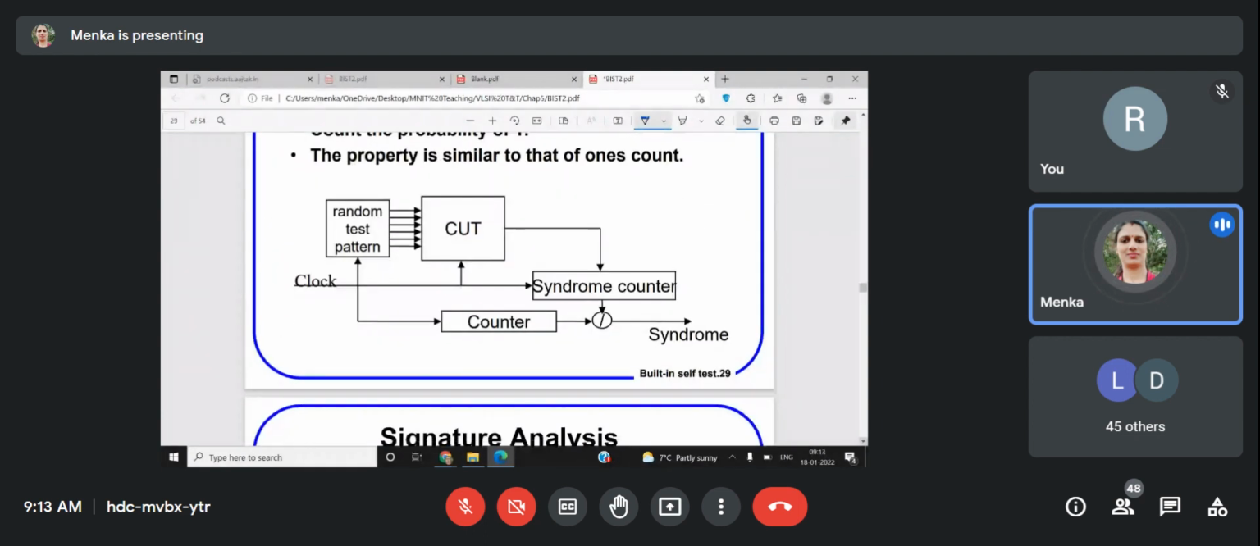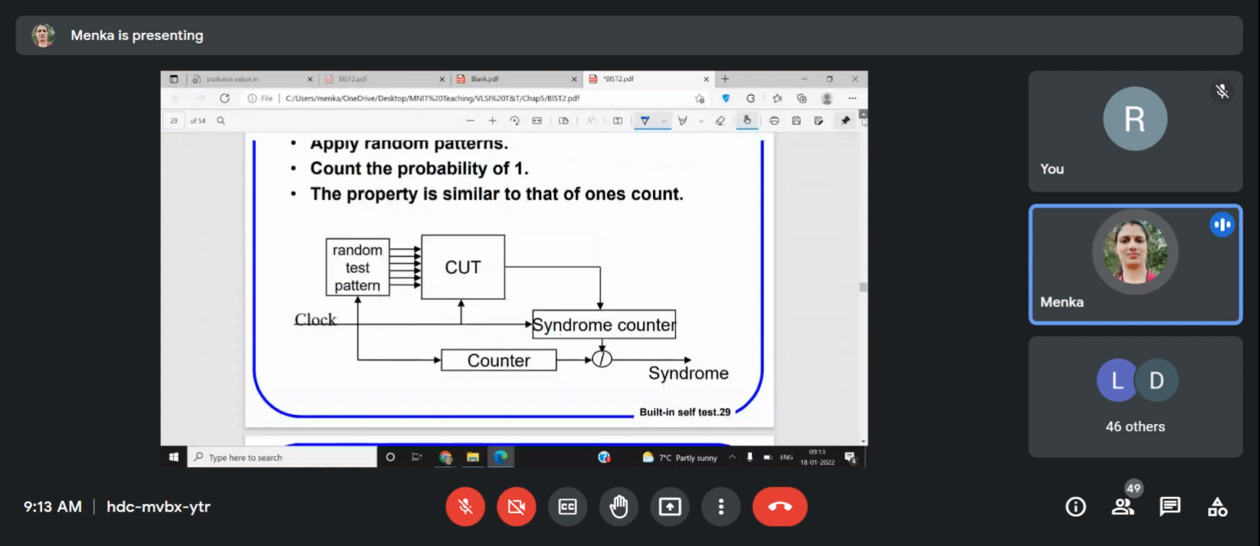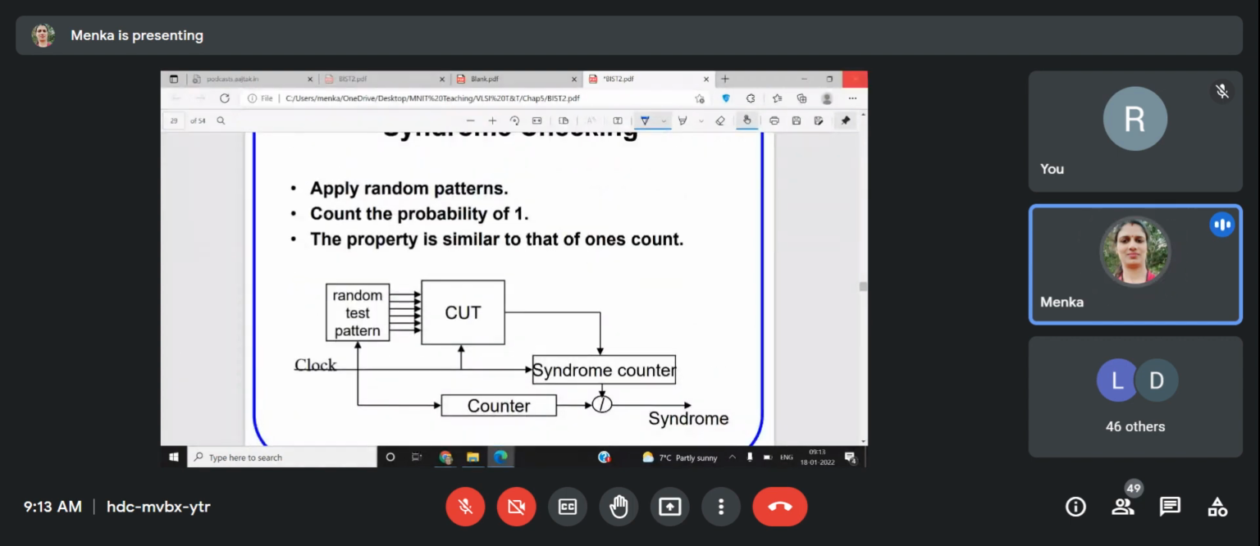So syndrome checking was left. In the syndrome checking, what we have to do is apply random test patterns. This is how we'll be applying the random test patterns to the CUT. You have to count the probability of ones, how much probability of ones is there. The property is similar to that of ones count.